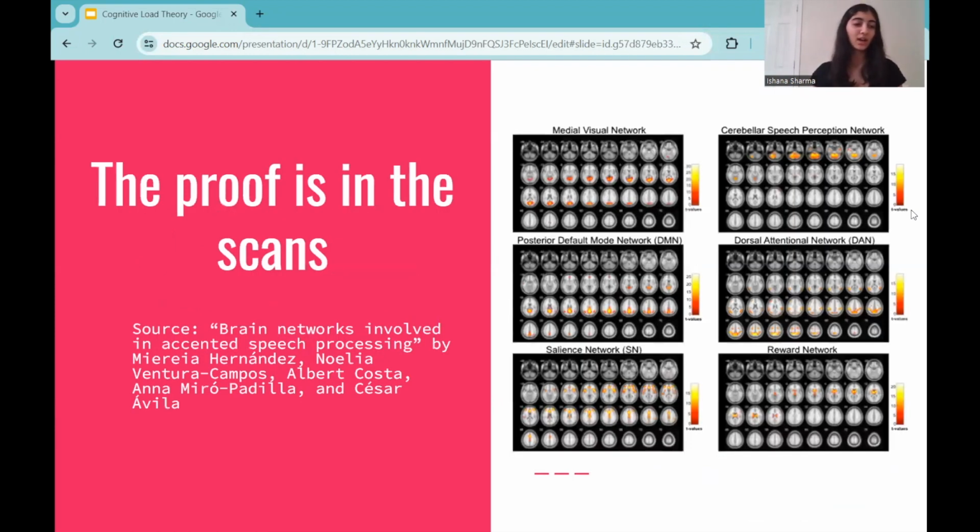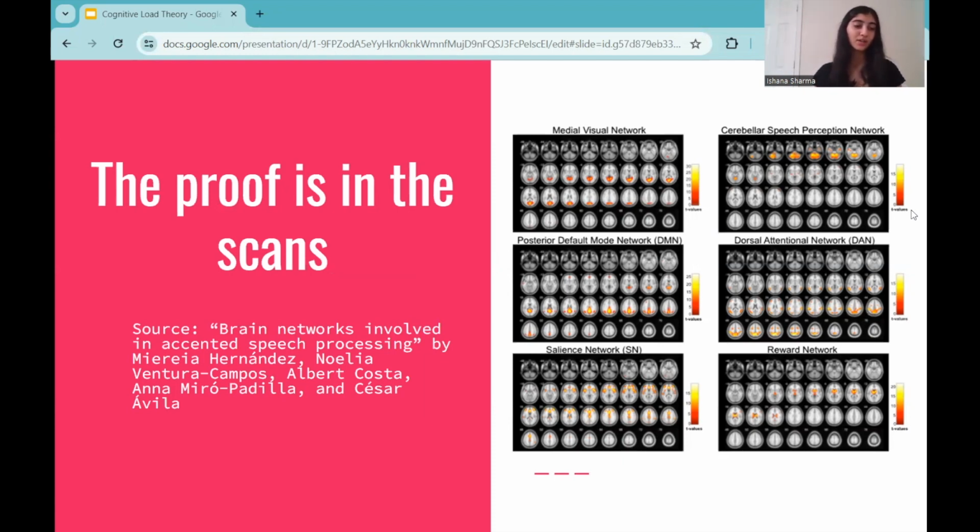Hernandez and colleagues conducted one of the few studies done on accent perception. Through an fMRI study, they found that processing non-native accented speech was more cognitively demanding than perceiving speech in one's native language, as shown in the results here.